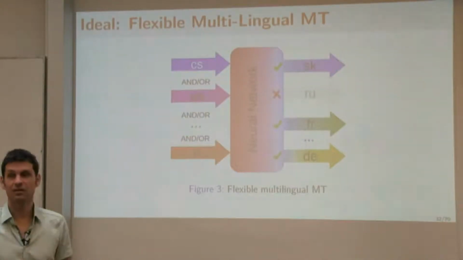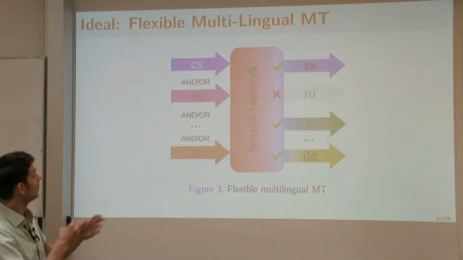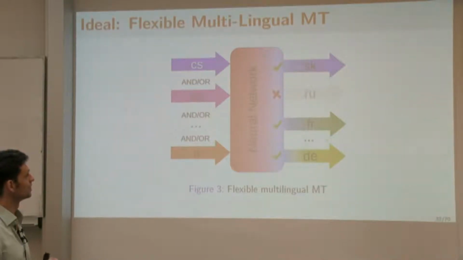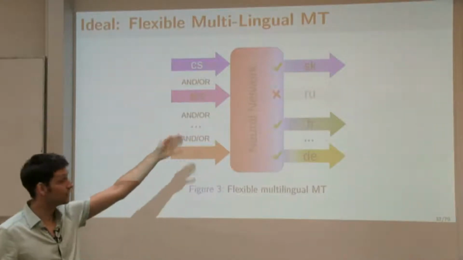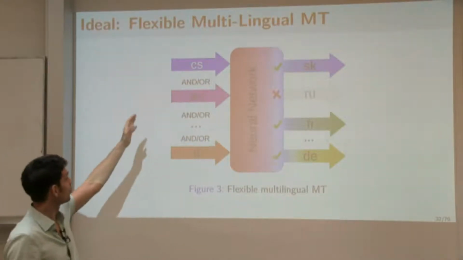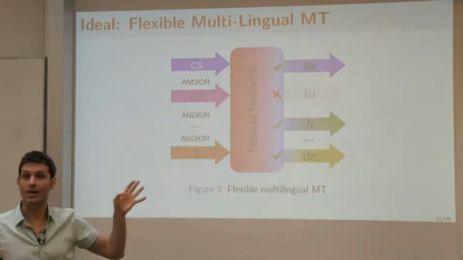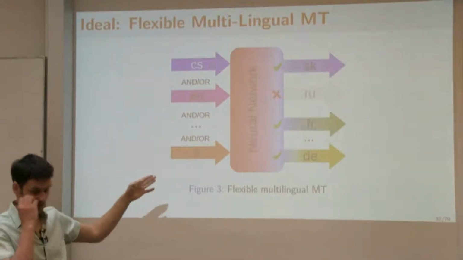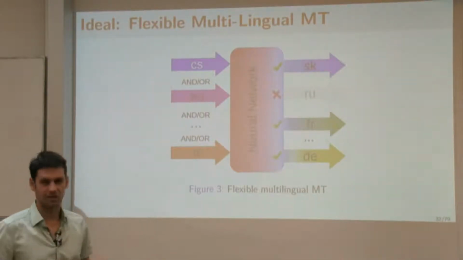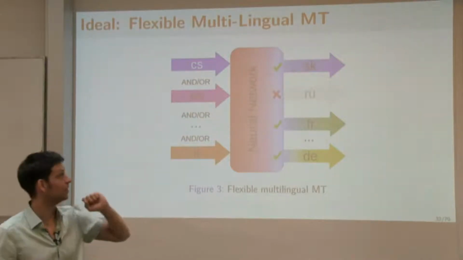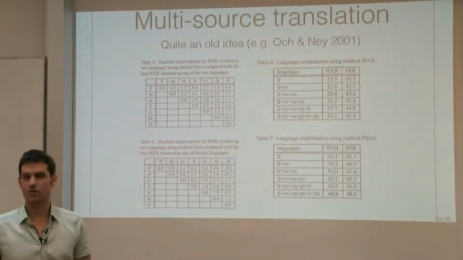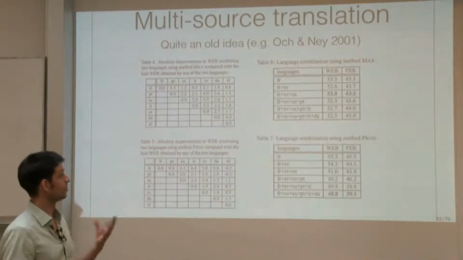The ideal setup would be this flexible multilingual machine translation system. It would be one neural network where you could ask for many target languages at once, and you could provide one or many of possible sources, and it would translate from whatever set of inputs you have into whatever set of outputs you like. The idea of multi-source translation is actually pretty old.